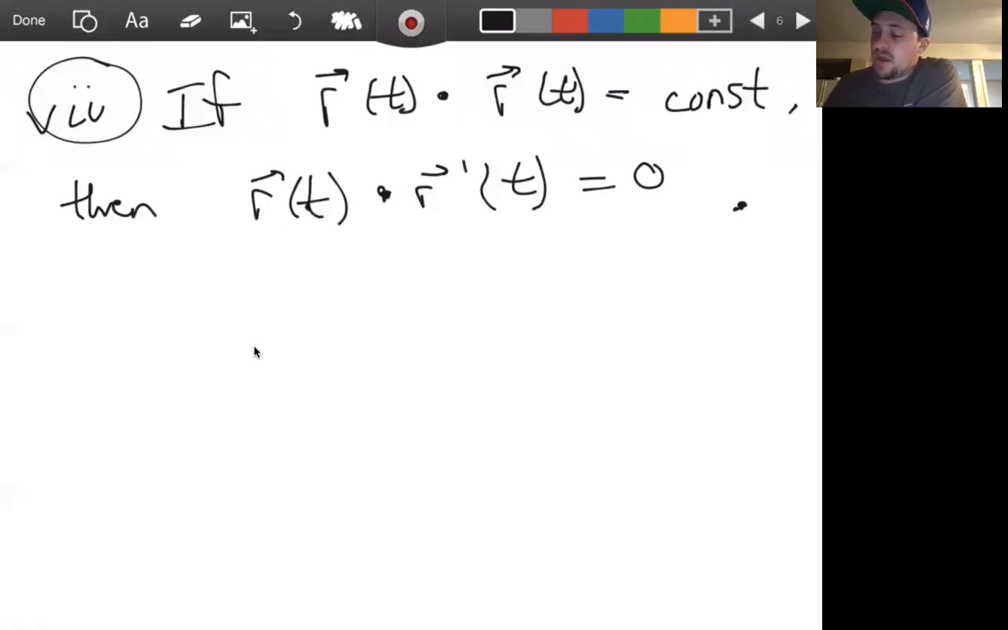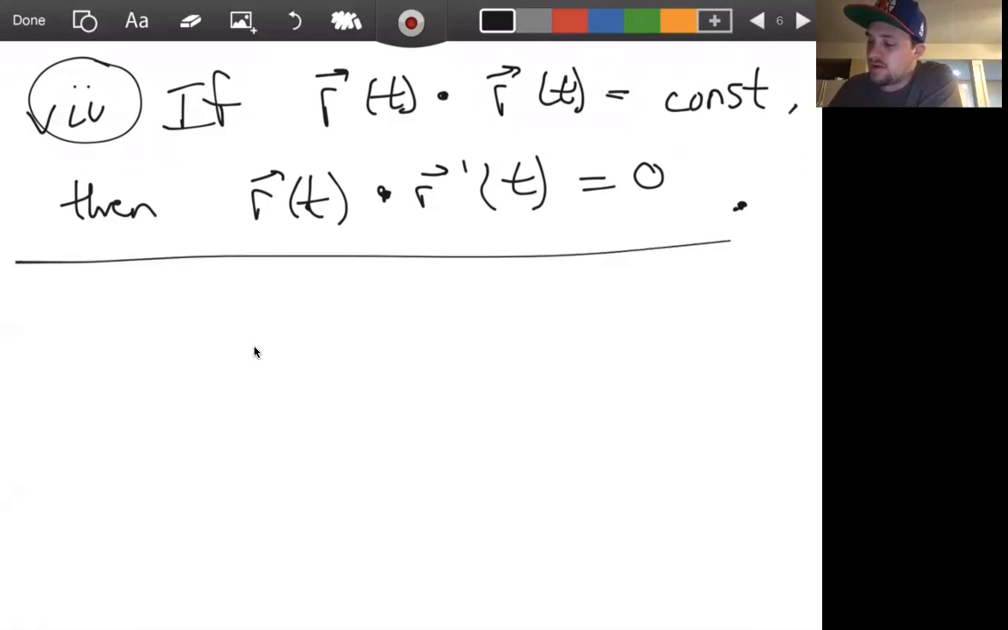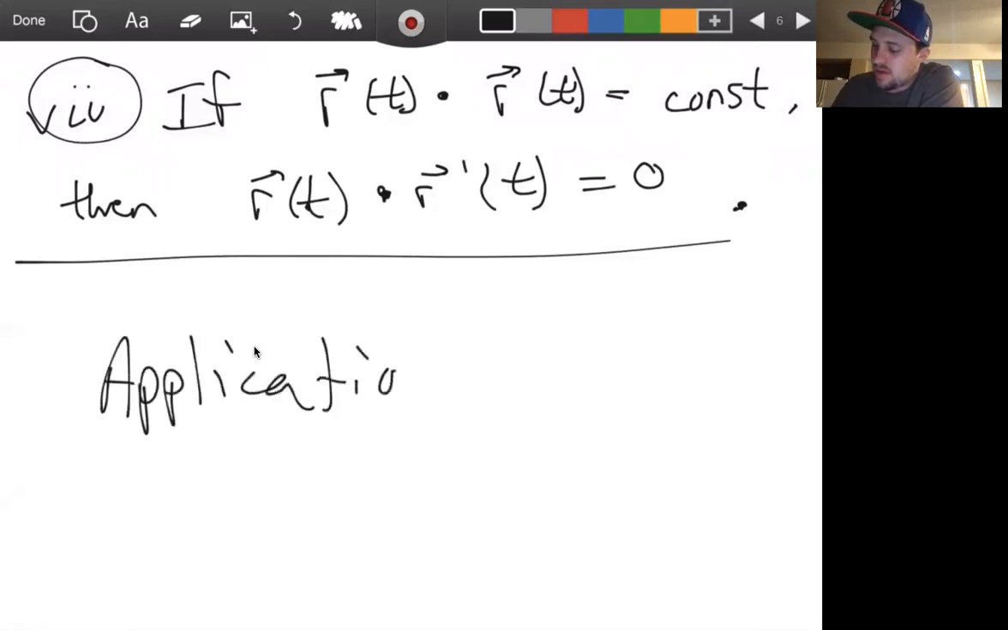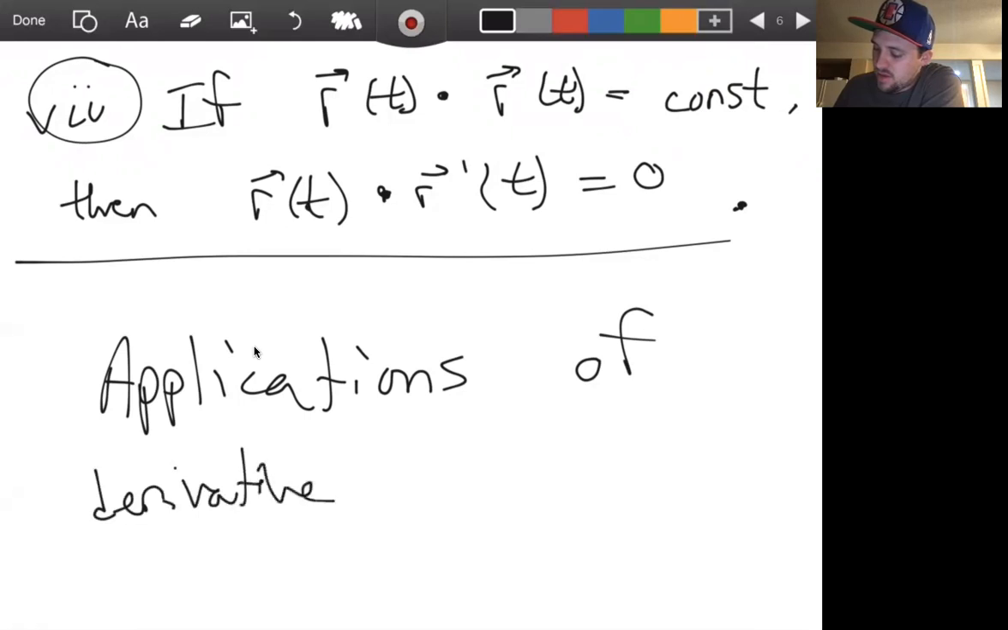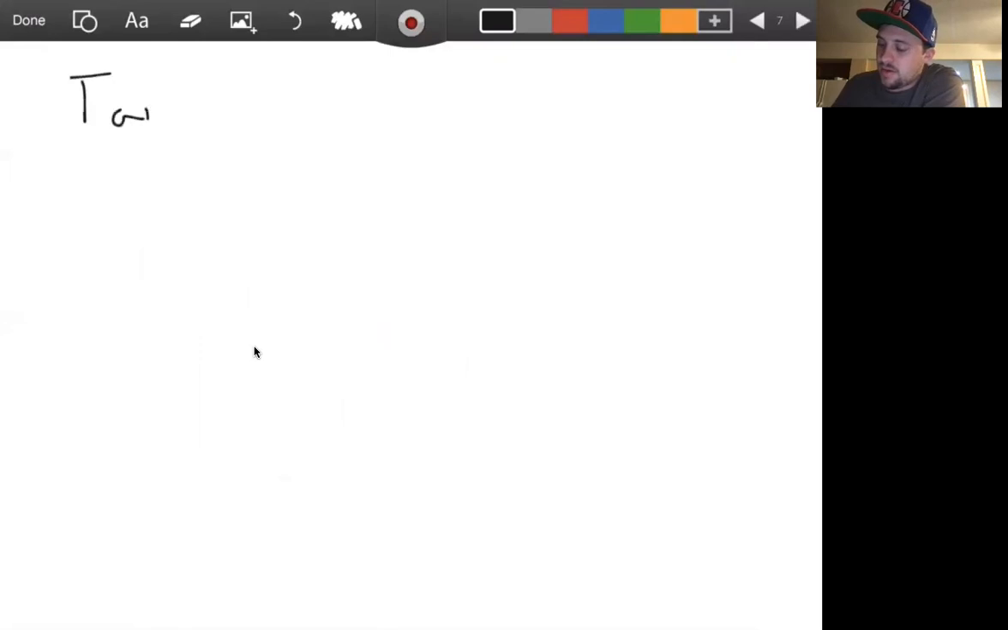So now that we've seen the derivative and some properties, let's apply these. Let's see what kind of formulas and what kind of useful information we can get now that we know vector valued functions and their derivatives. Let's start to look at some applications of derivative. The first one I'd like to talk about is tangent vectors.